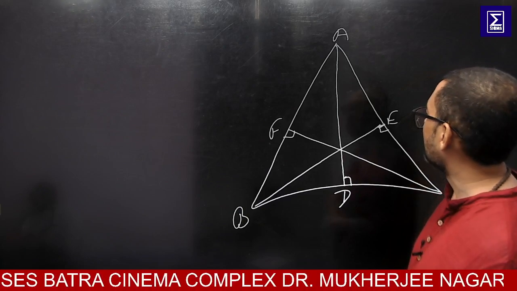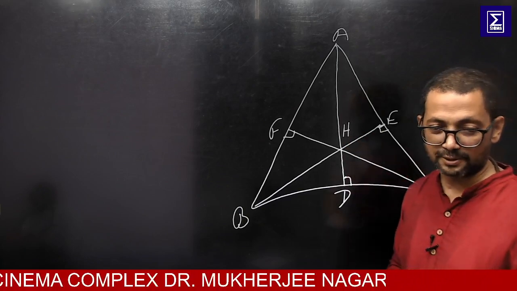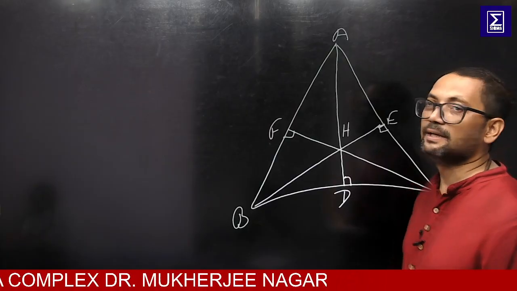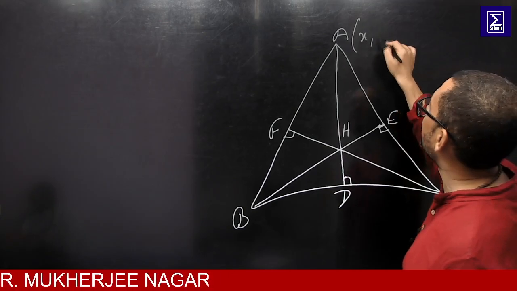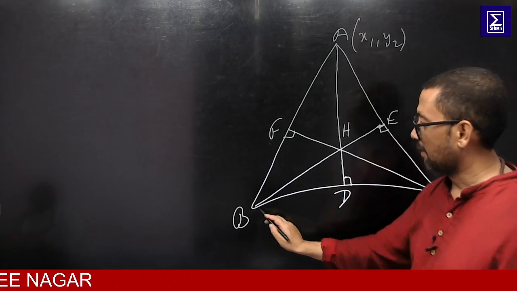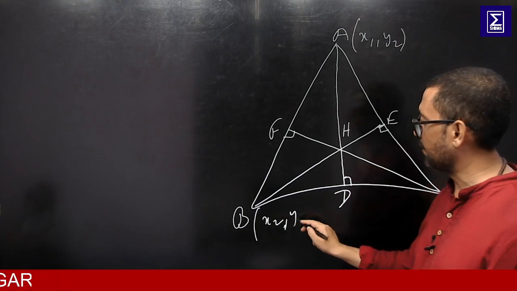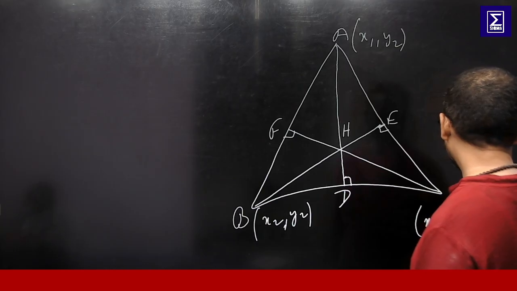Now tell me one thing, this point of concurrency H, this is known as the orthocenter. You have to find the coordinates of this orthocenter if you are given the coordinates of the vertices: A is x1, y1, B is x2, y2, and C is x3, y3. Okay.